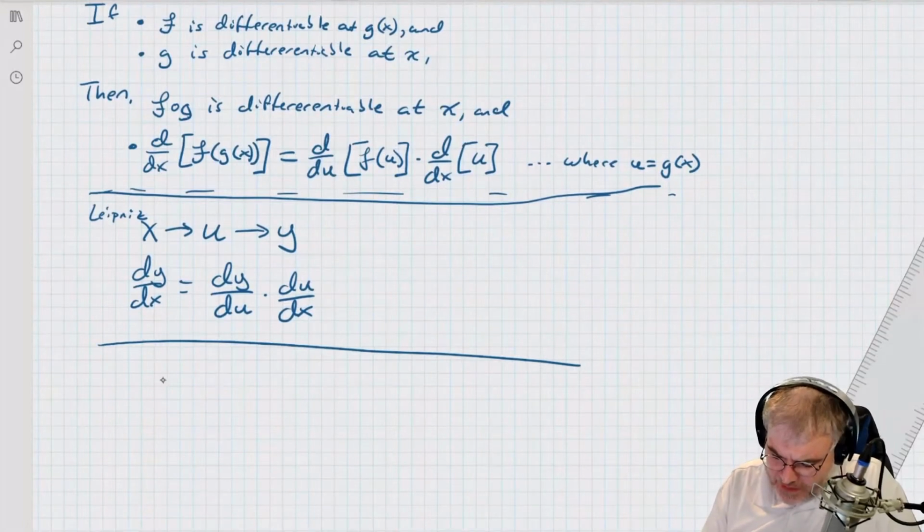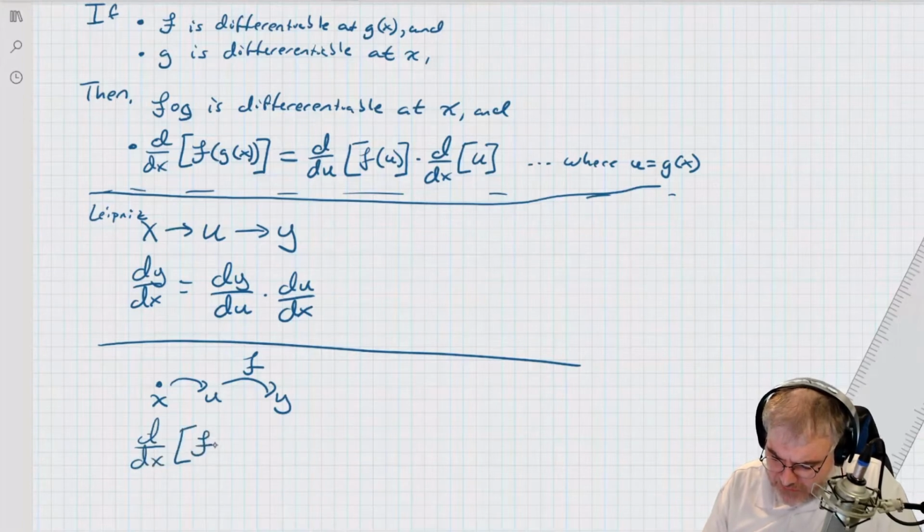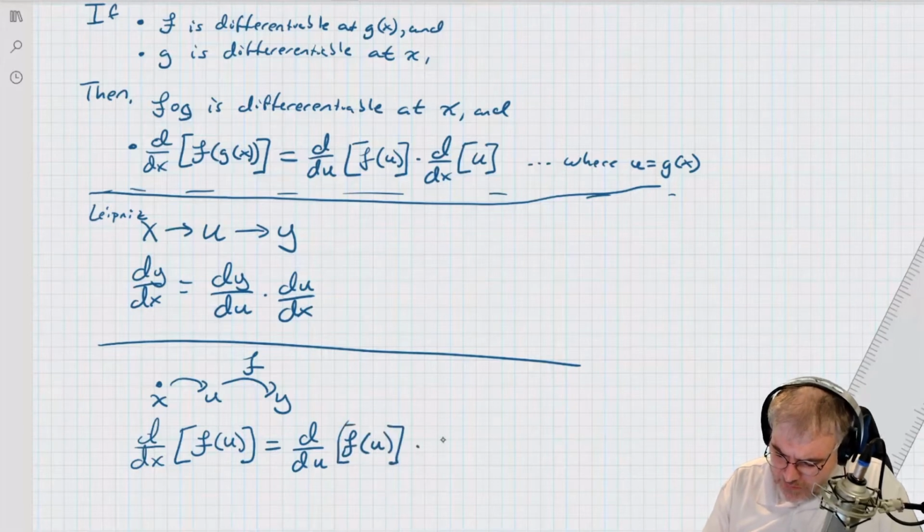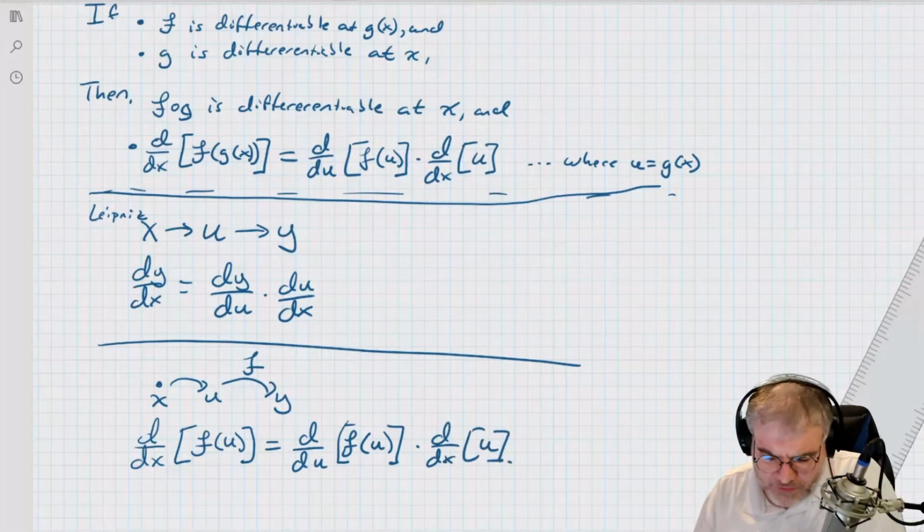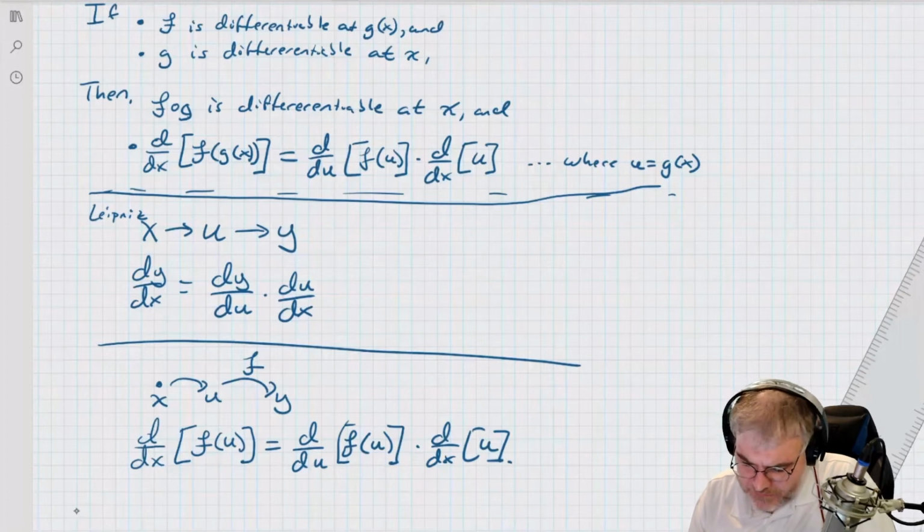So I go x to u with f. I don't even mention g. To y, and then I do the derivative with respect to x, d over dx of f of u, equals the derivative with respect to u of f of u times the derivative with respect to x of u. These are all equivalent, except, of course, I actually mentioned the conditions on the first one.